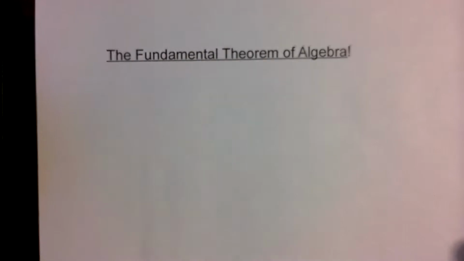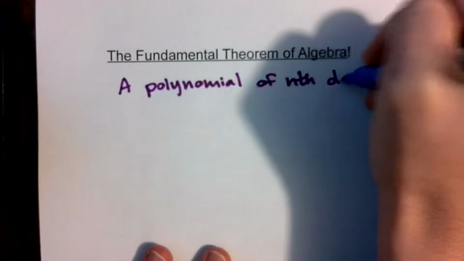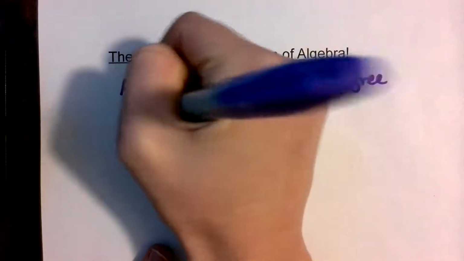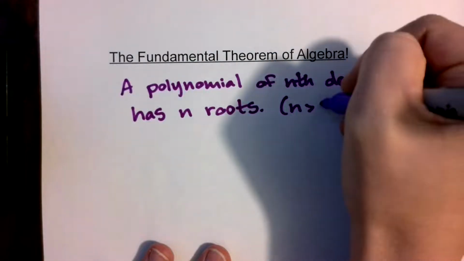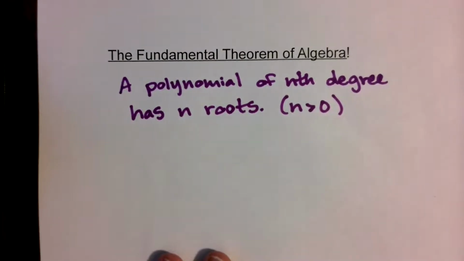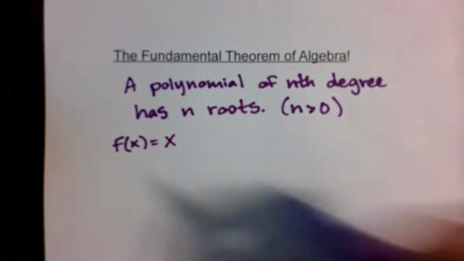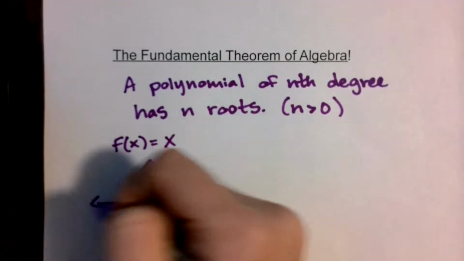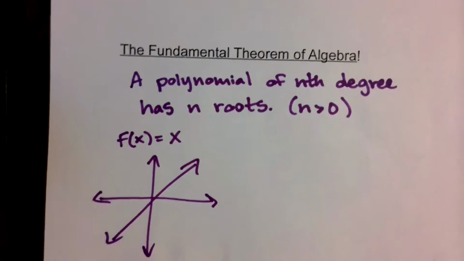The fundamental theorem of algebra tells us that a polynomial of nth degree has n roots. And this is for n being greater than 0. So what it's saying is whatever the degree of my polynomial is, that is how many x-intercepts it has to have. So if I have a line, something to the first degree, that polynomial has to cross that x-axis exactly once. It's a first degree polynomial, so it's going to have one root.